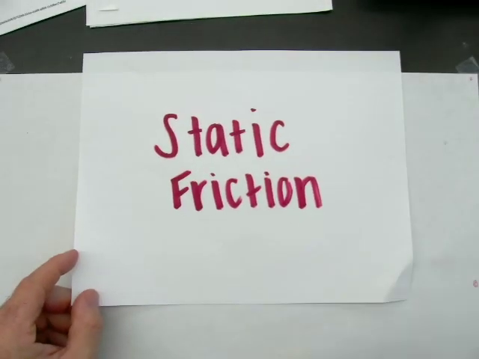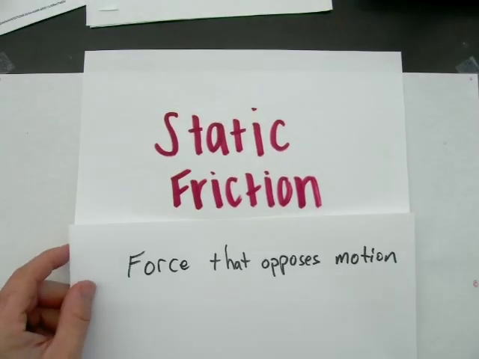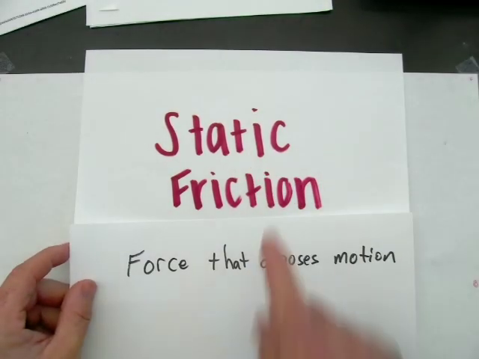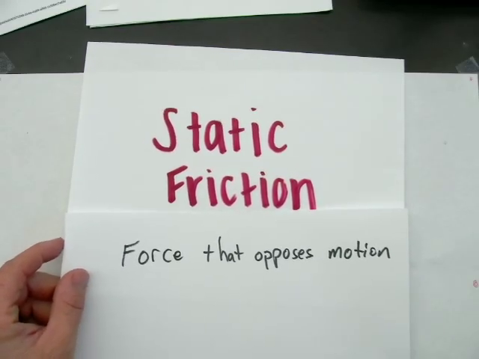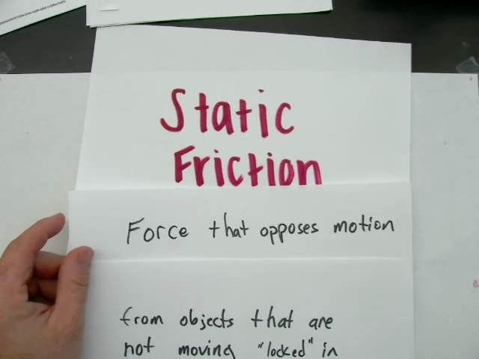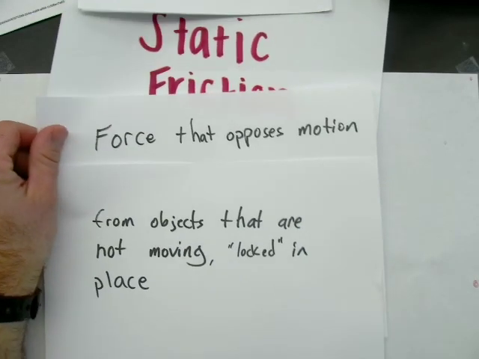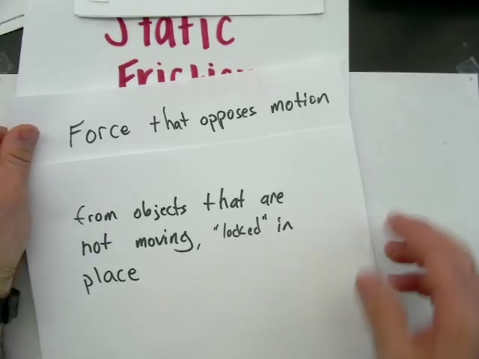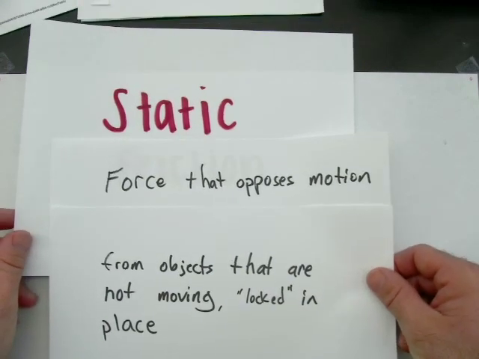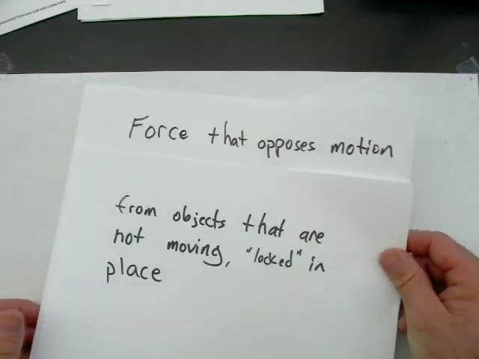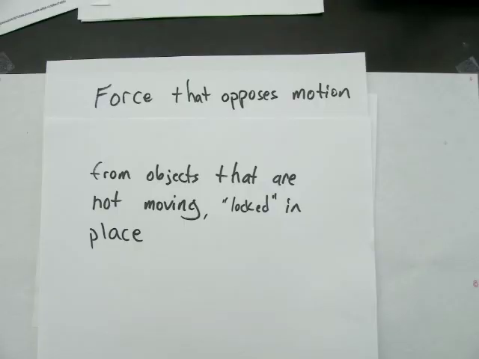If we start with, I think probably it makes the most sense to start with static friction. And remember, friction is a force that opposes motion. So static friction by definition would be a force that opposes motion from objects that are not moving or locked into place.